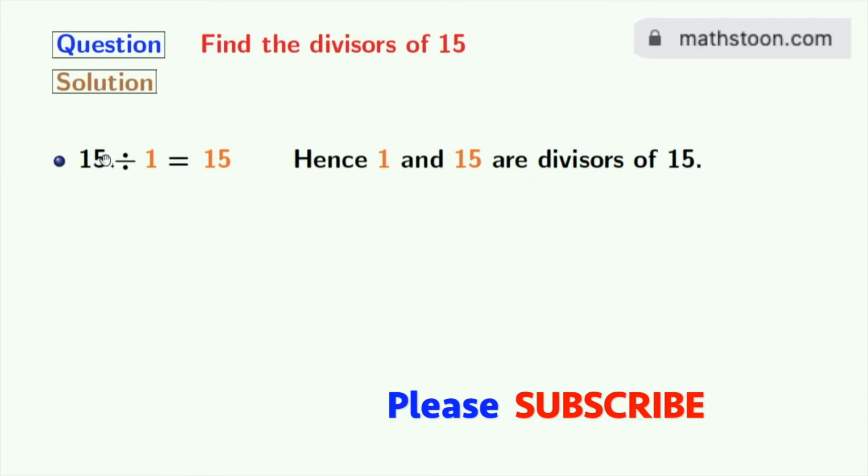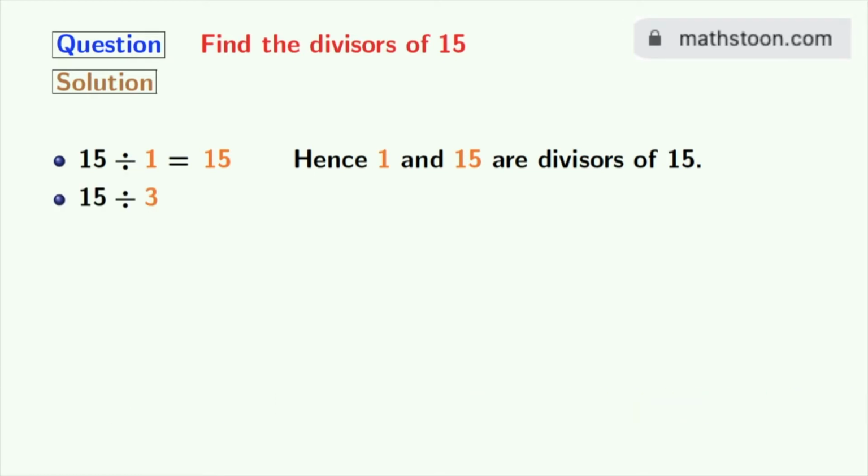Now as 15 is an odd integer, it will not be divisible by 2. So we will try with 3. 15 divided by 3 is 5. Hence 3 and 5 are the divisors of 15.